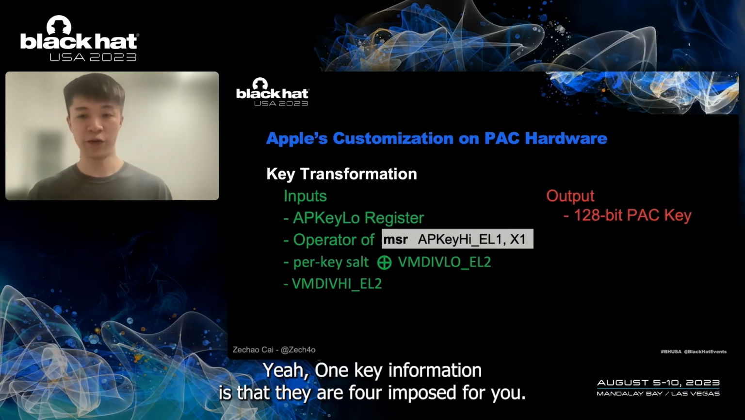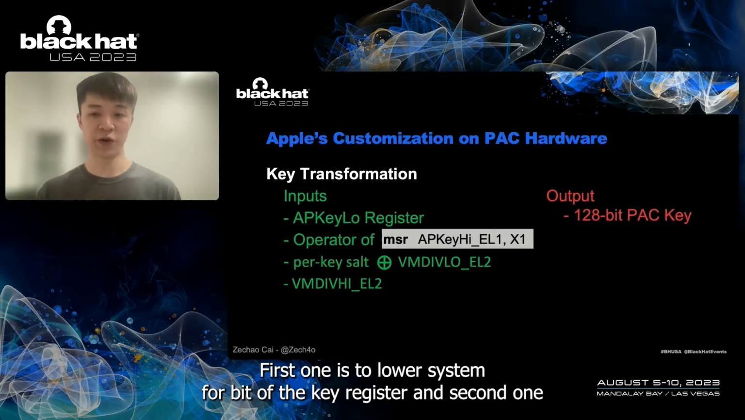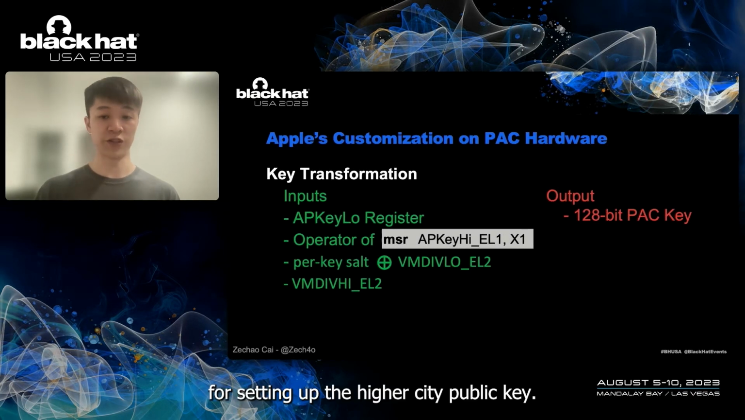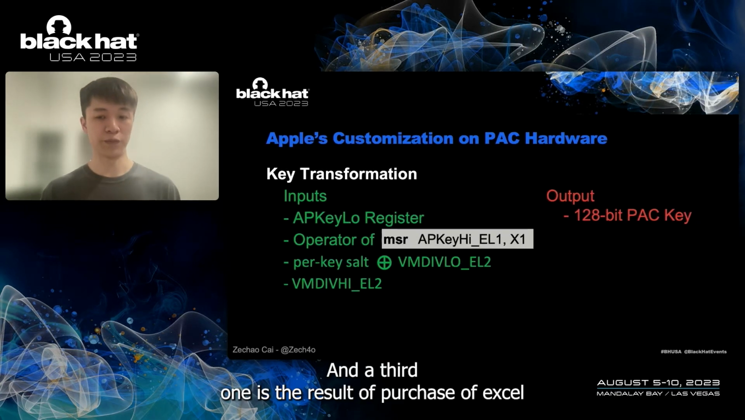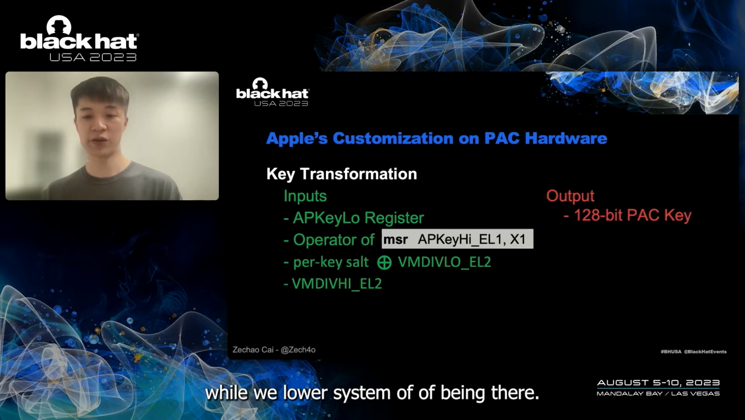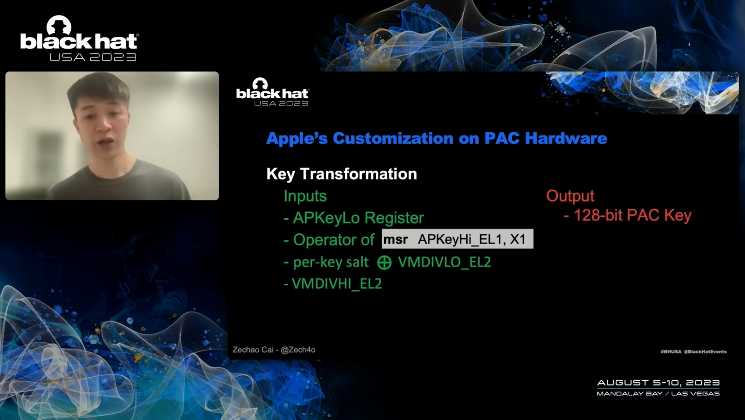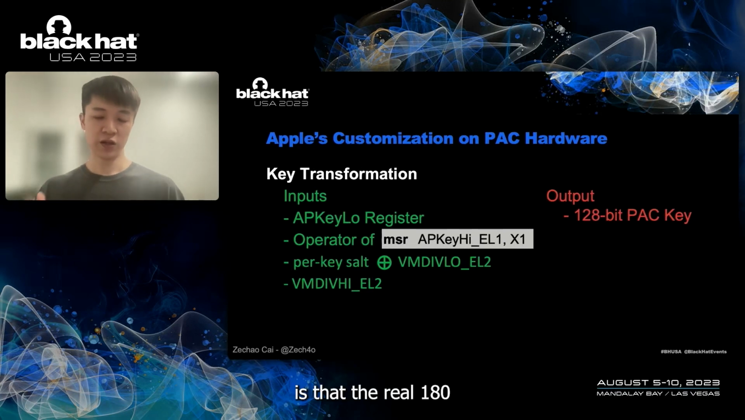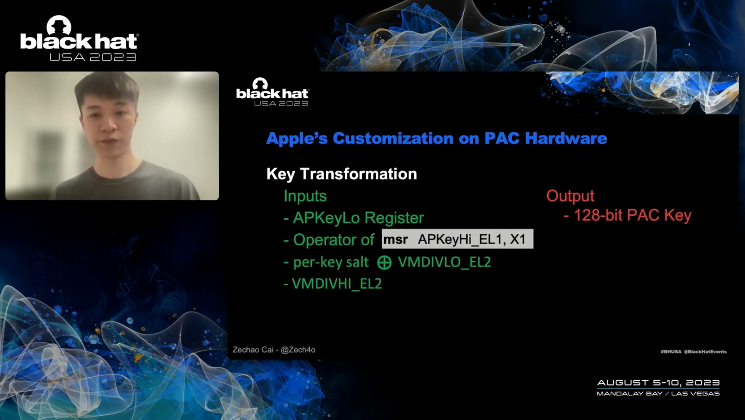There are 4 inputs for the key transformation. The first one is the lower 64-bit of the key register. The second one is the operand of the instruction for setting up the higher 64-bit key. The third one is the result of per-key sort XOR with the lower 64-bit of VNDF. The final one is the higher 64-bit of the VNDF. And the output of the key transformation is the real 128-bit PAC key for signature generation.